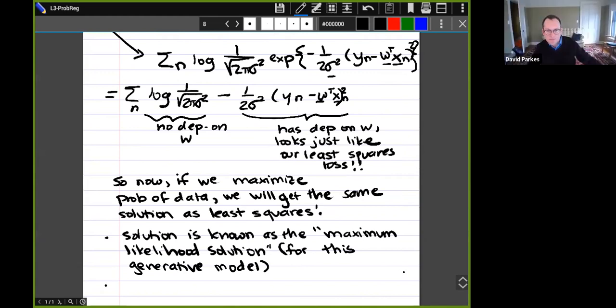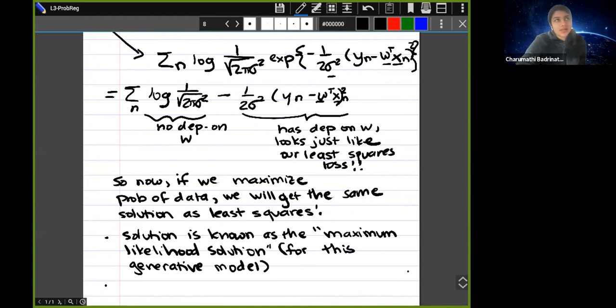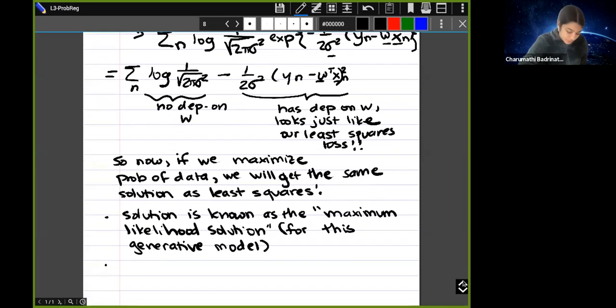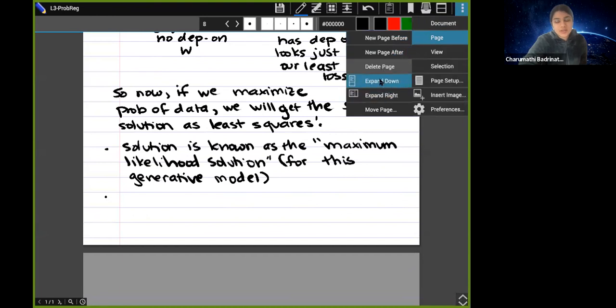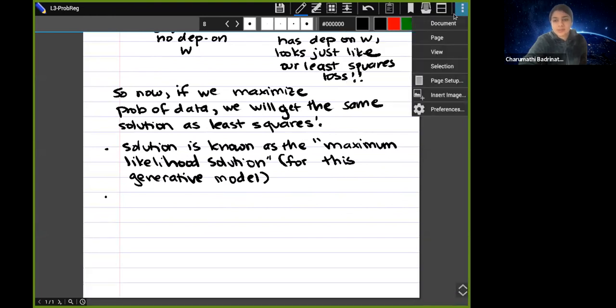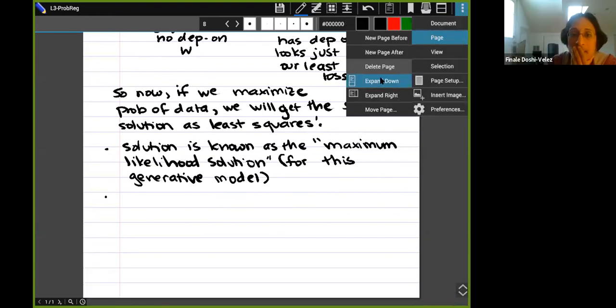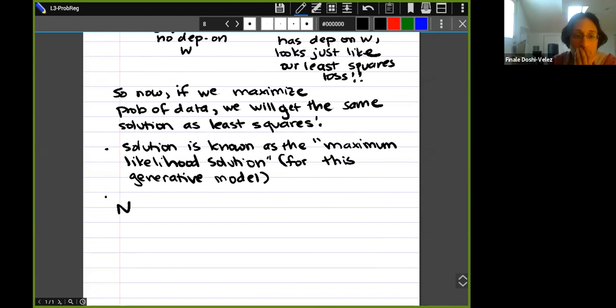I'm just curious why we decide to use a Gaussian to model the noise. Have other distributions ever been used to model noise? Why are we deciding to use it? This is a great question. So let me just include that as a note.